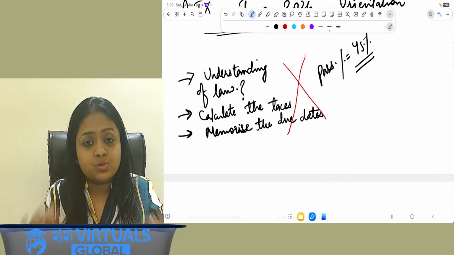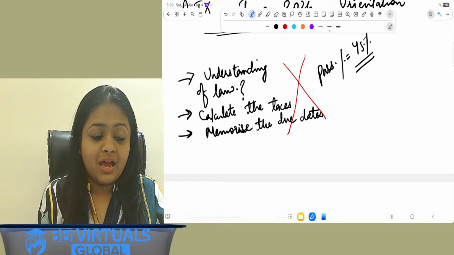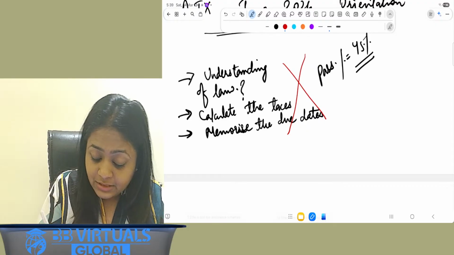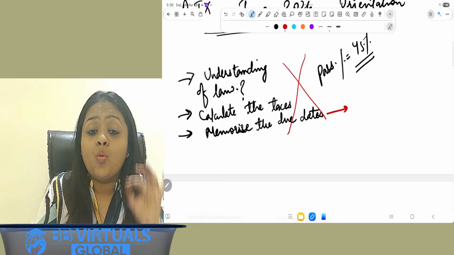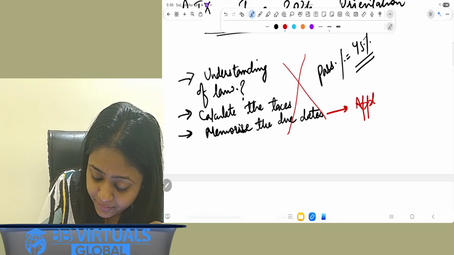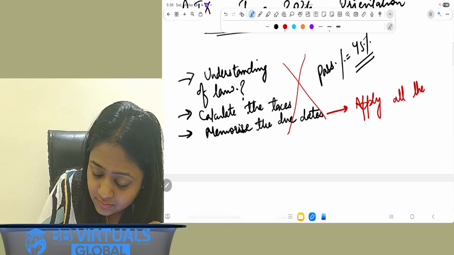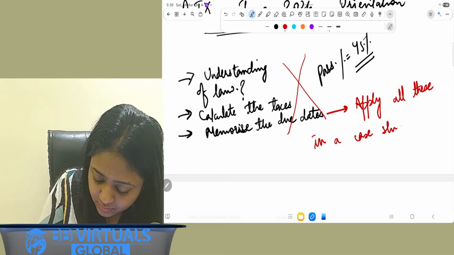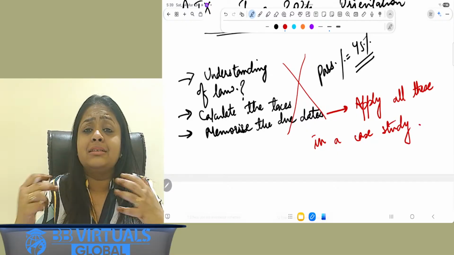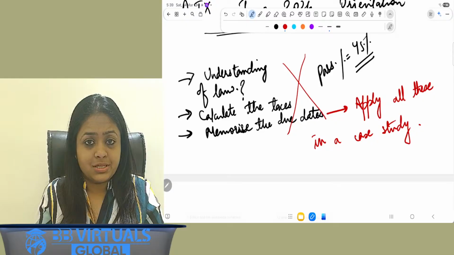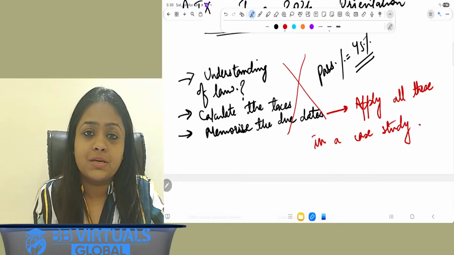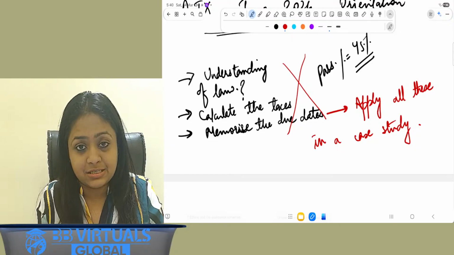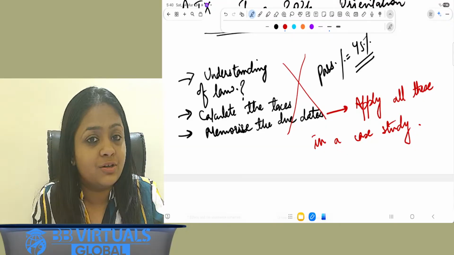So when it comes to ATX, your examiner is really looking at how well you can apply all these in a case study and give a practical solution to it. A case study is going to be given to you, then you'll have exhibits and various subparts to that case study. I will discuss the paper pattern also.